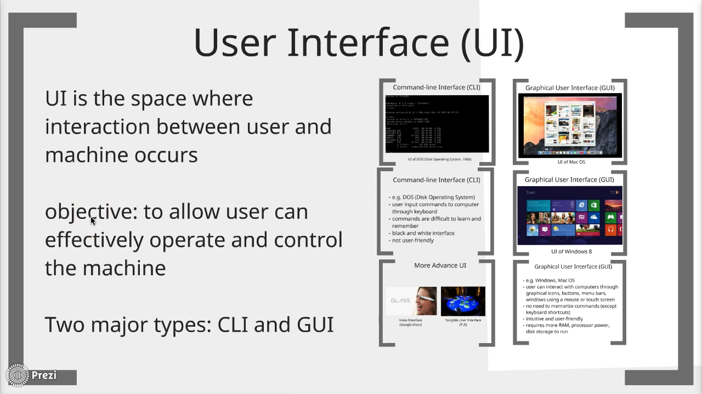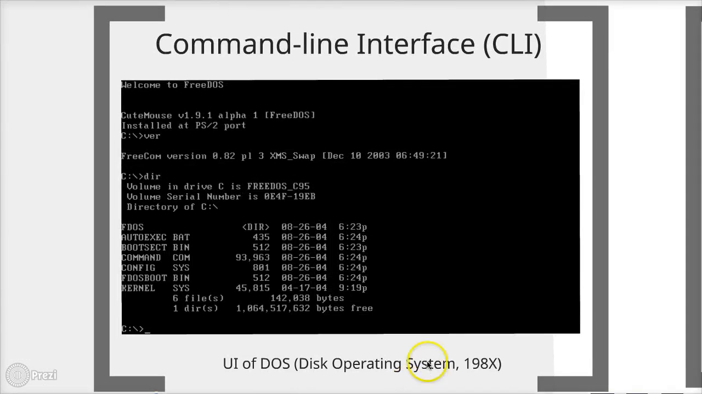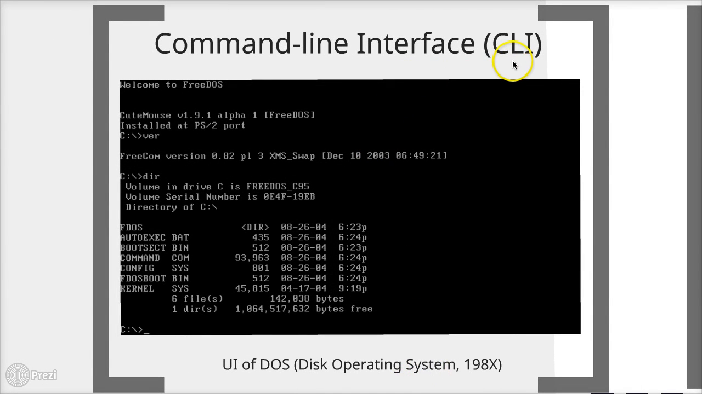And the design objective of the UI is to allow the user to effectively operate and control the computer or the smartphone. So if it is a good design, then the user can easily make use of the computer or the smartphone. And there are two major types of user interface, so-called the CLI, command line interface, and the GUI, graphical user interface. So let's look at the command line interface first, CLI.